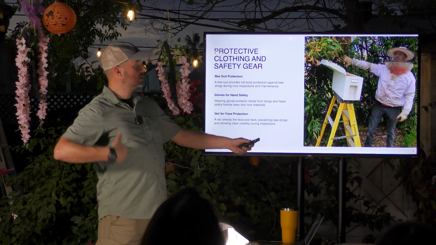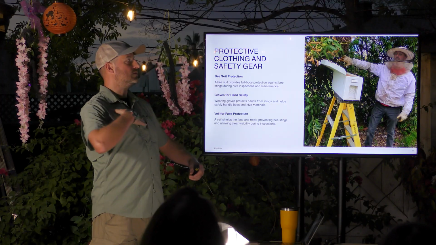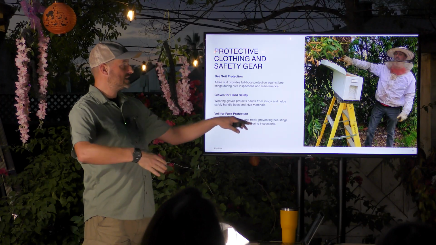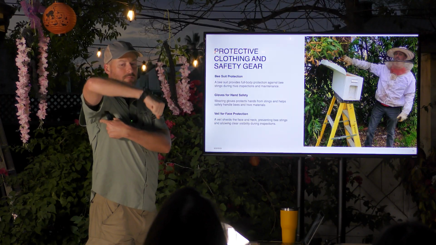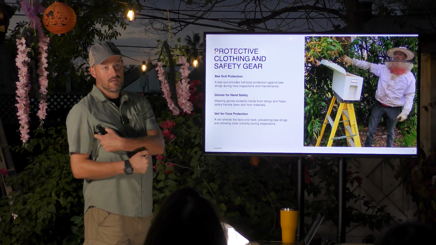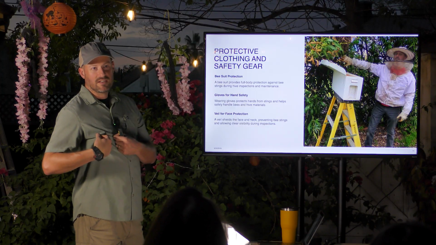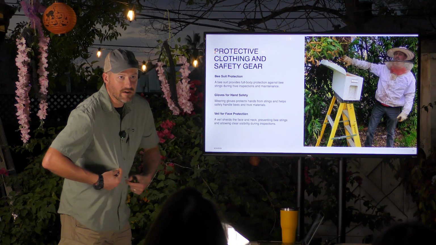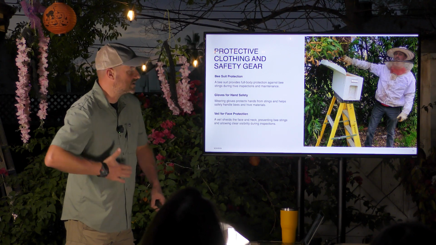So I like the full suit. Some people just wear the veil where it covers the top. I like the baggy aspect, because if I lift up and a bee lands on my armpit, I put my arm down, it's going to get stung. Because it's not the material that protects you from the sting, it's that baggy, it's the barrier between your skin and the fabric that's going to protect you from the sting.